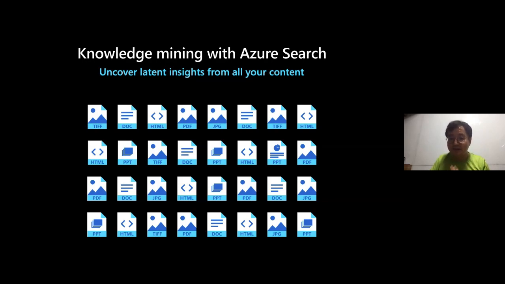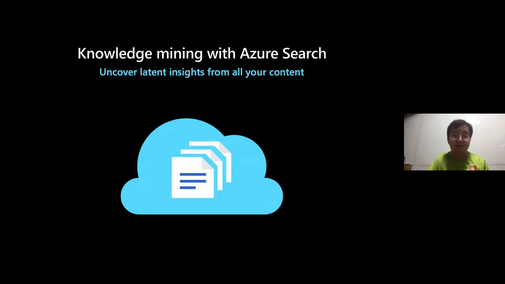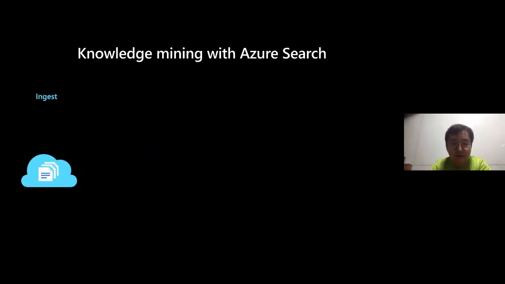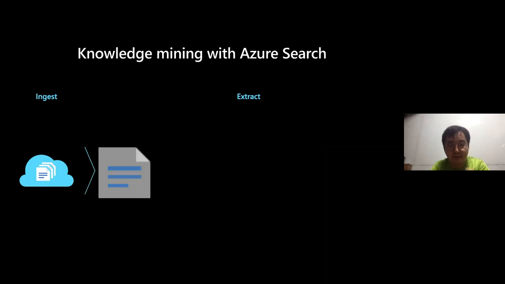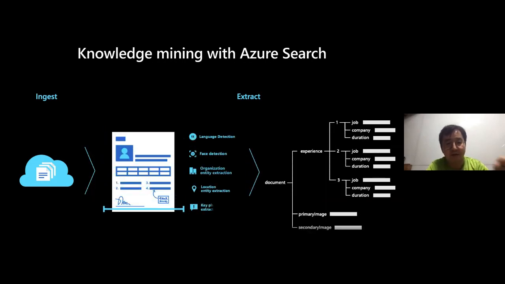What if we could extract all this rich information using AI? In that case, knowledge mining with Azure Search could help to uncover insights. Okay, let's think about the overall steps. Ingest would be to capture raw data and convert it from unstructured to structured, which computers can read and identify.